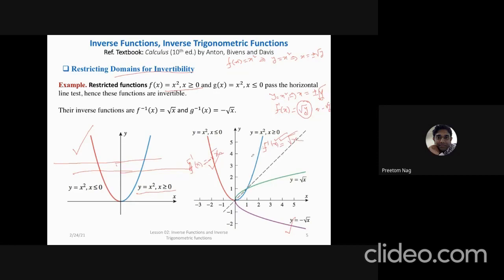We can see easily that y equal to x square and y equal to square root of x are reflections of each other, and these two graphs will be reflecting to each other about the line y equal to x. So we can find out the inverse functions for f of x equal to x square when x is greater than or equal to 0 or x is less than or equal to 0.